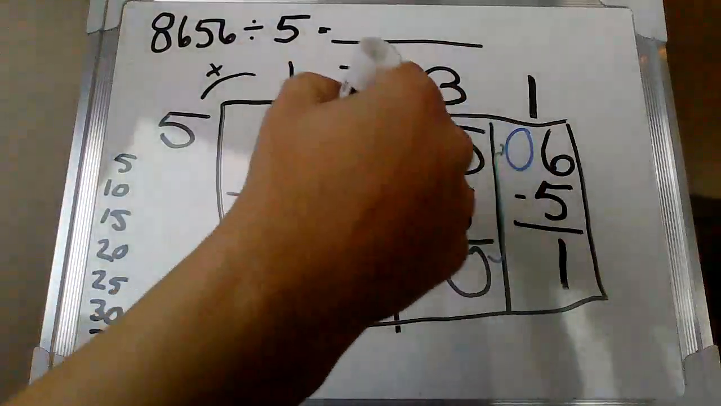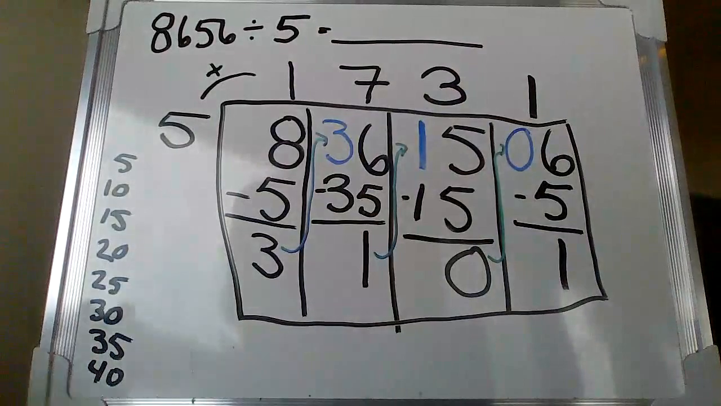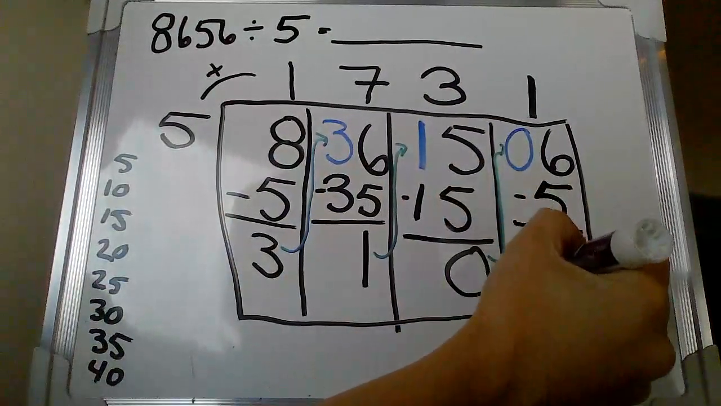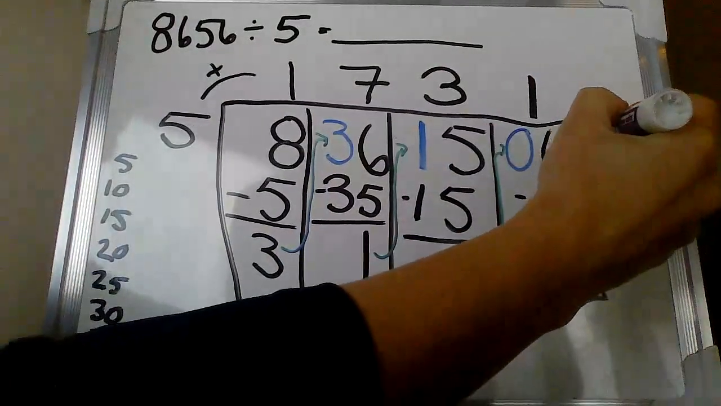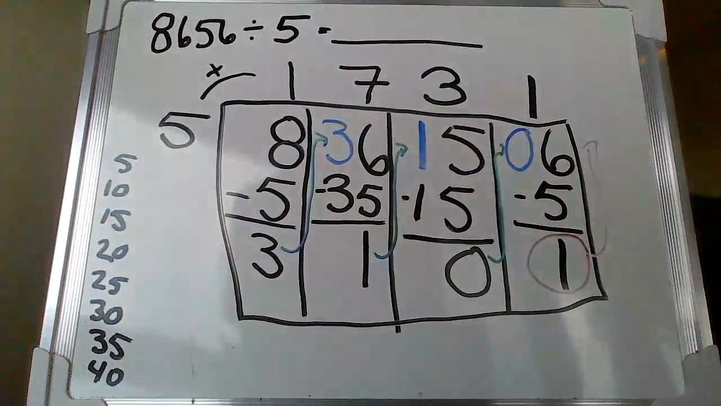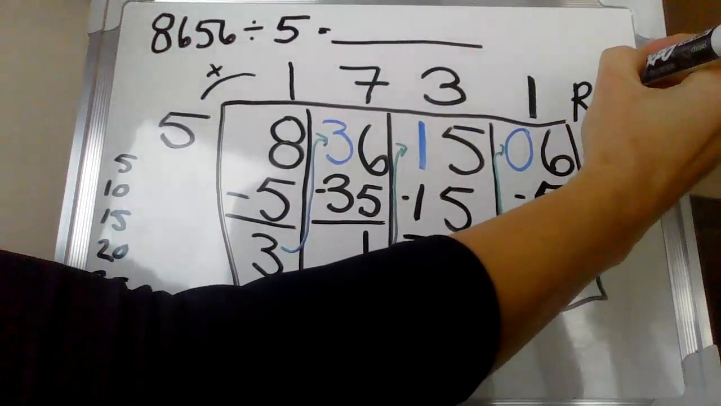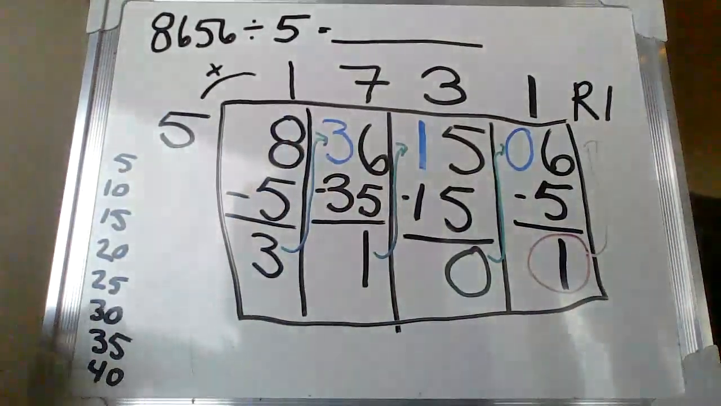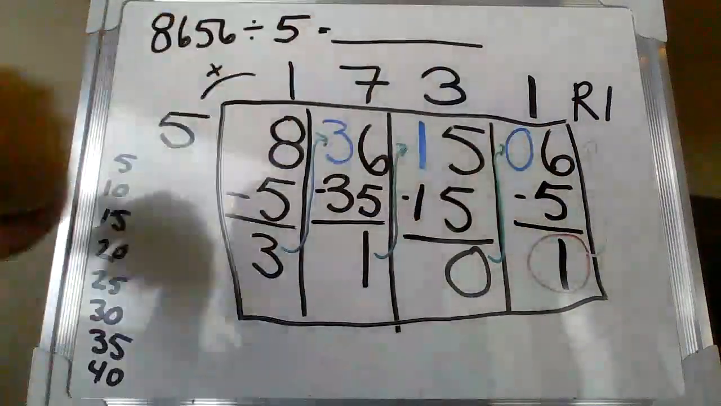Okay, now I'm finished, but an important thing I want to remember is to circle this last number. That last number is going to be my remainder. And I want to move it up here because it's part of my quotient. So that gives me a remainder of 1. There was one number in there that didn't quite fit in equally.